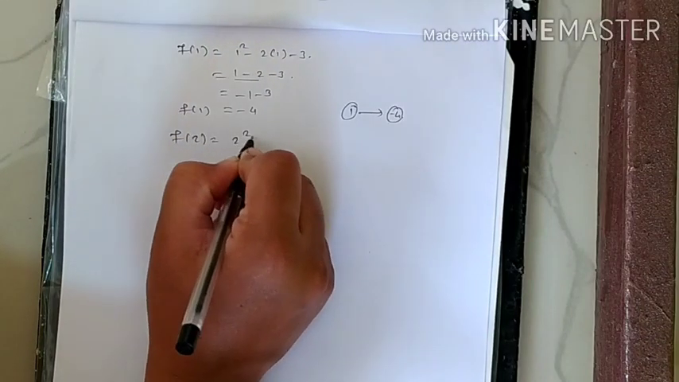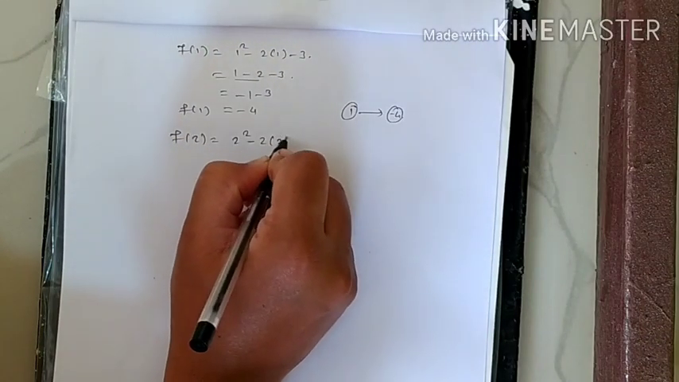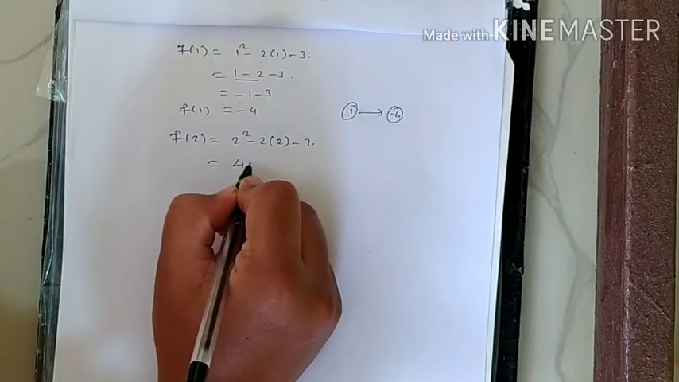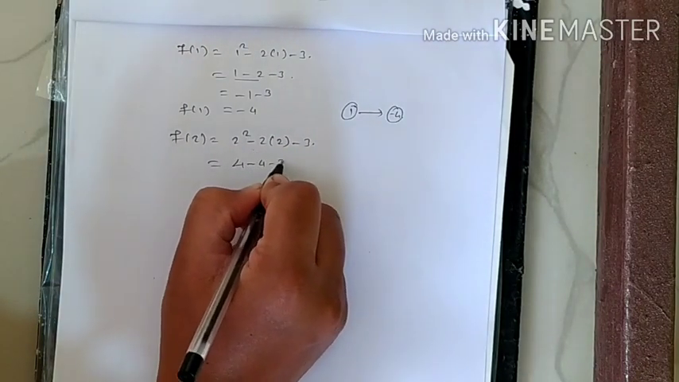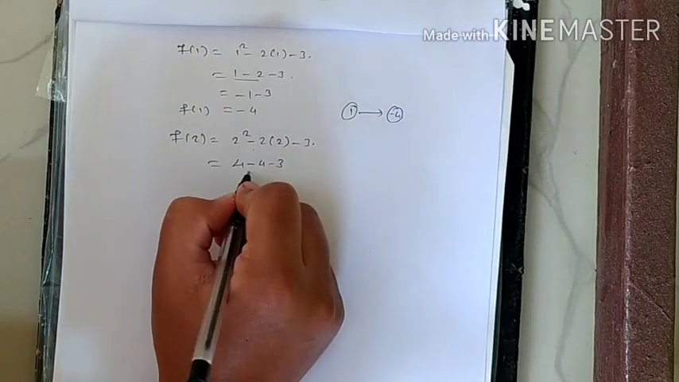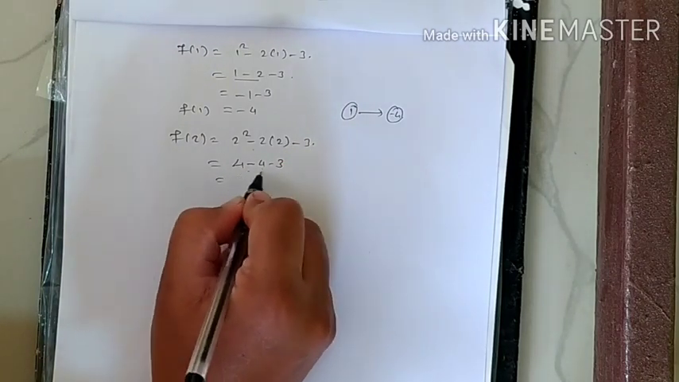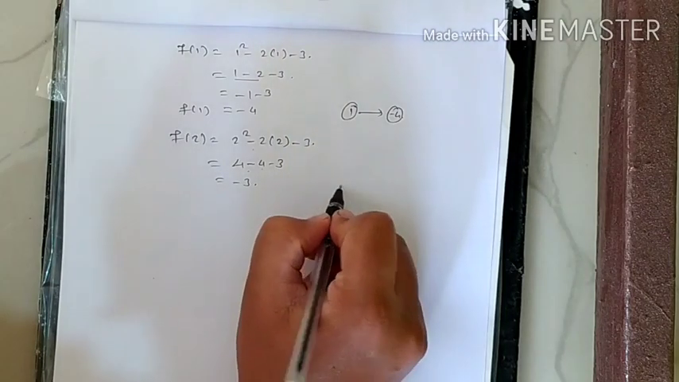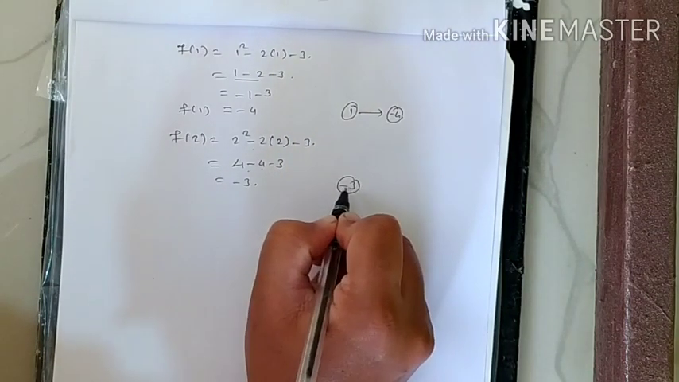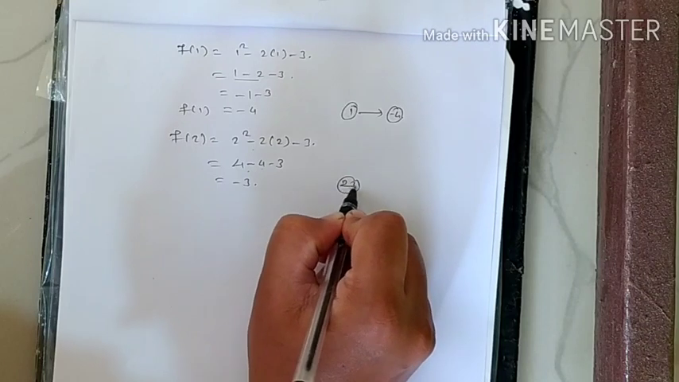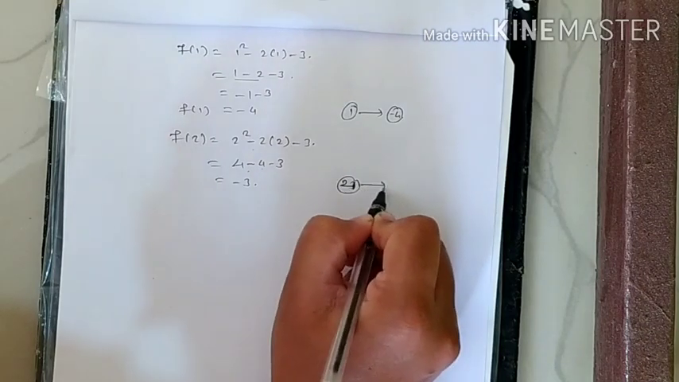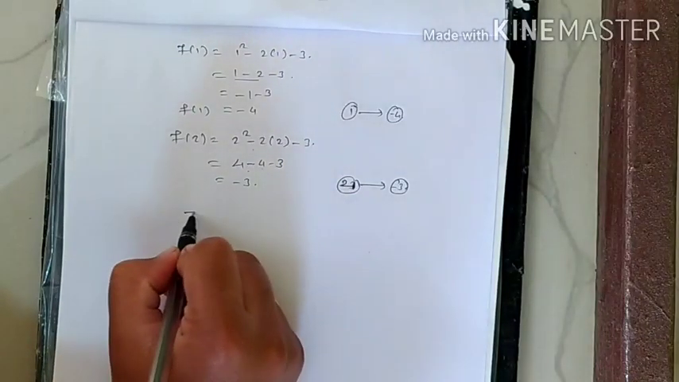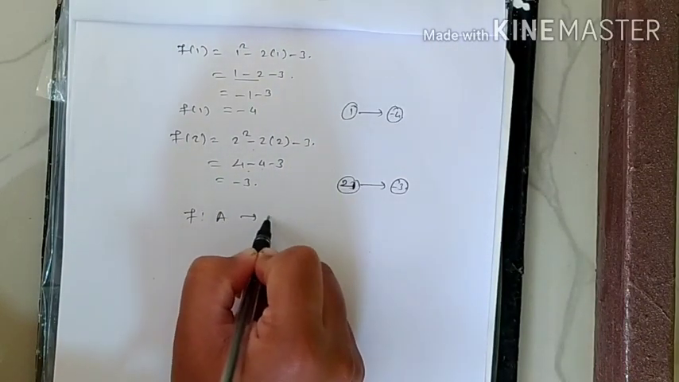Now the last one, f of 2. So it is 2 square minus 2 into 2 minus 3. 2 square is 4, 2 into 2 is 4, and the minus sign stays. 4 minus 4 is 0, so it equals minus 3. So f of 2 is minus 3. 2 is related to minus 3.